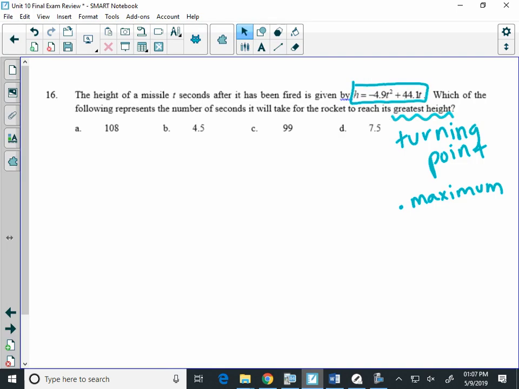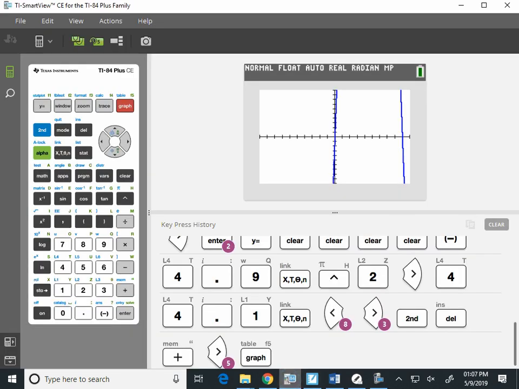And when you adjust your window, you need to guess and check. So think about what the scenario is. We're launching a rocket into the air. Okay. My window's probably going to be pretty high. My X values look okay because I can see where it lands. It lands right here. So I can see where it lands.